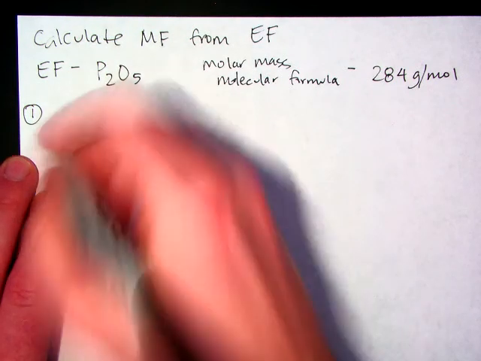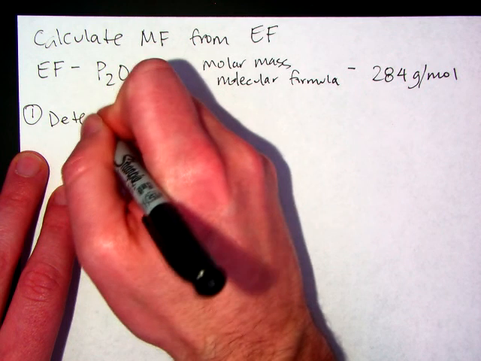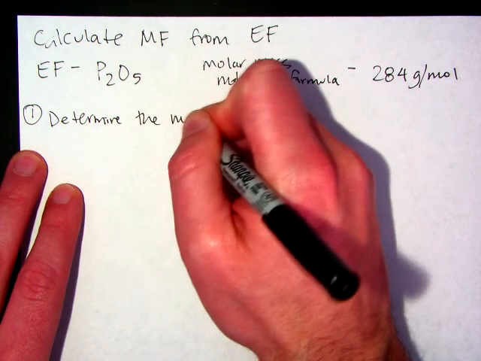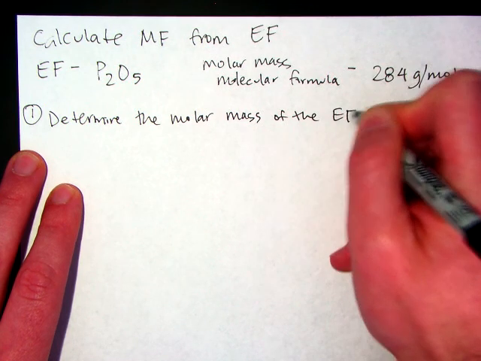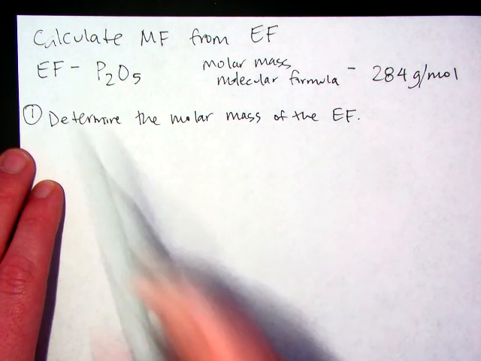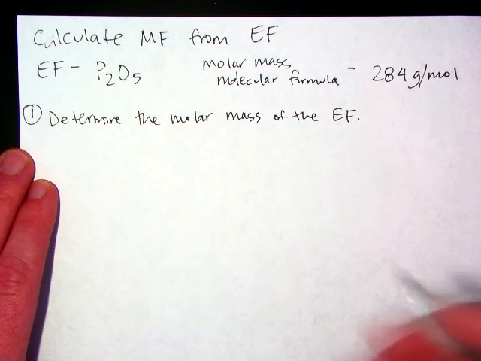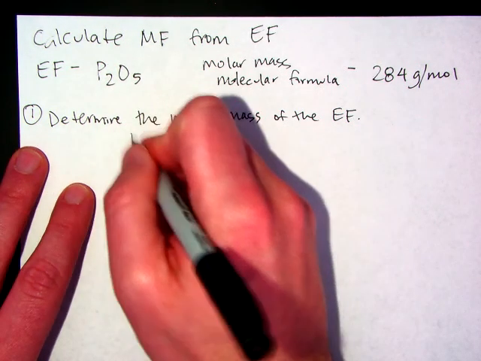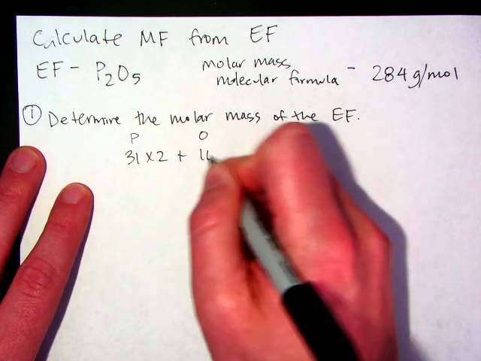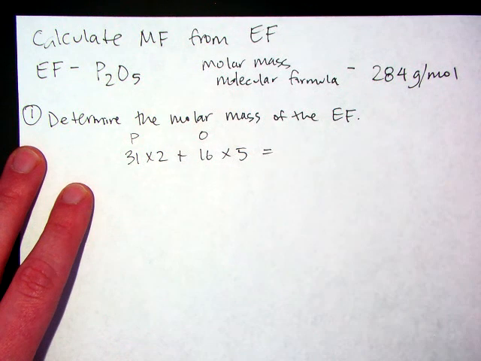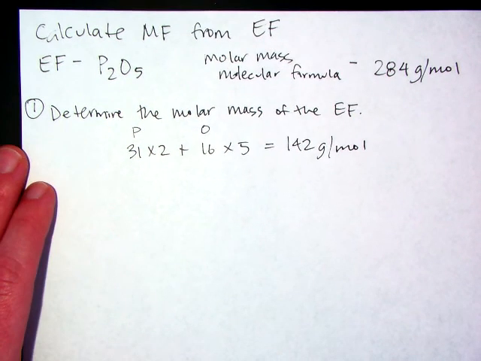I hope so. First one, determine the molar mass of the empirical formula. So that's this one right here. Either you found it or it was given to you, but you have to determine that molar mass. So you use your periodic table. Phosphorus is 31. There are 2 of them. Oxygen is 16, and there are 5 of them. And that ends up being 142 grams per mole. That's the first step. So far, so good.